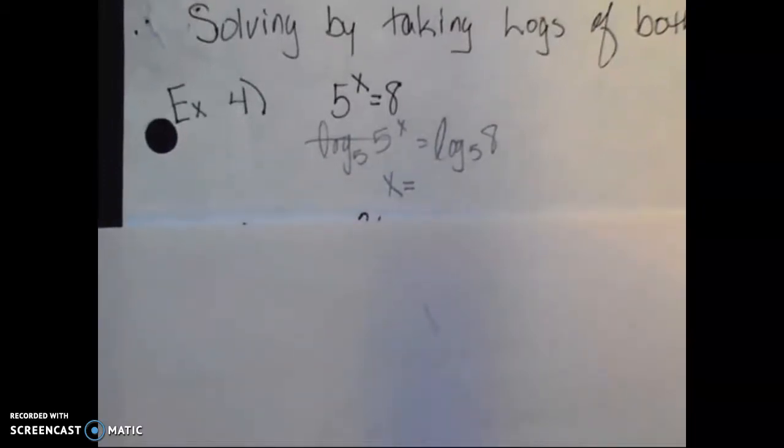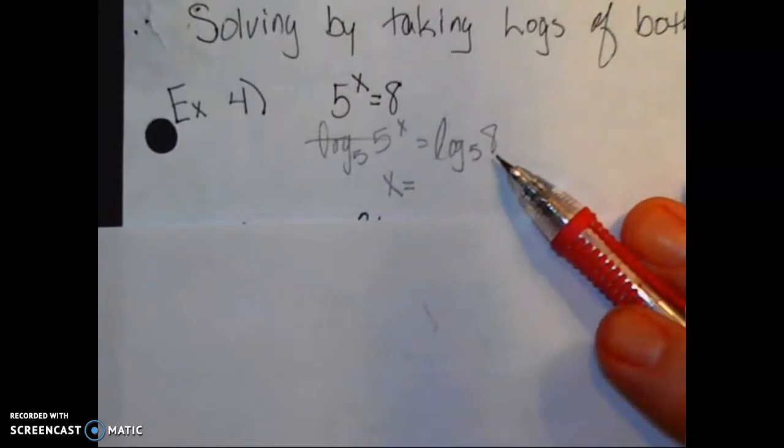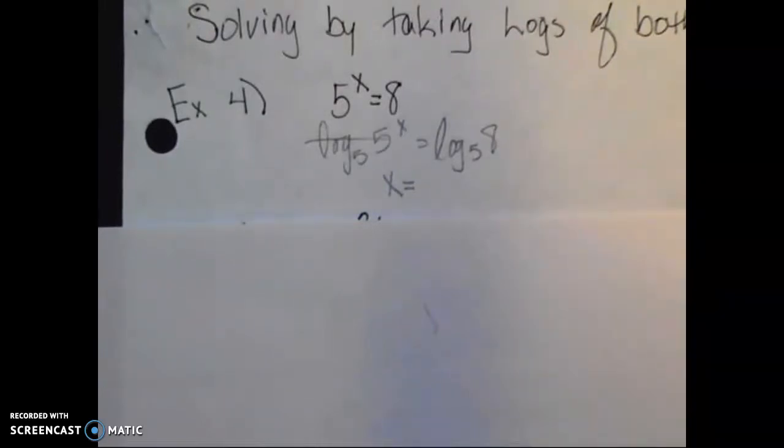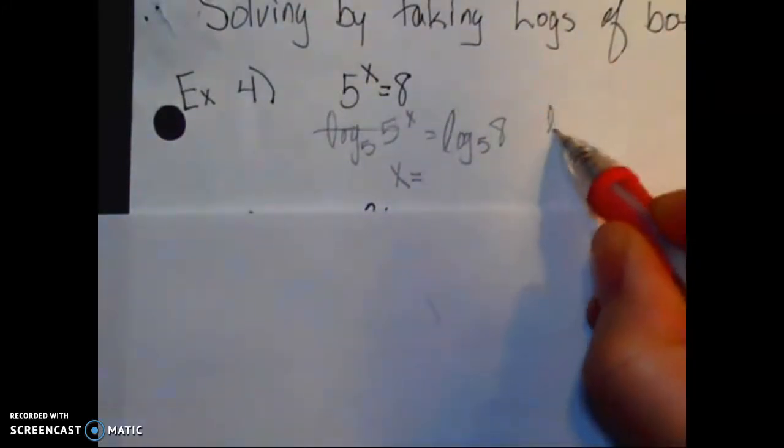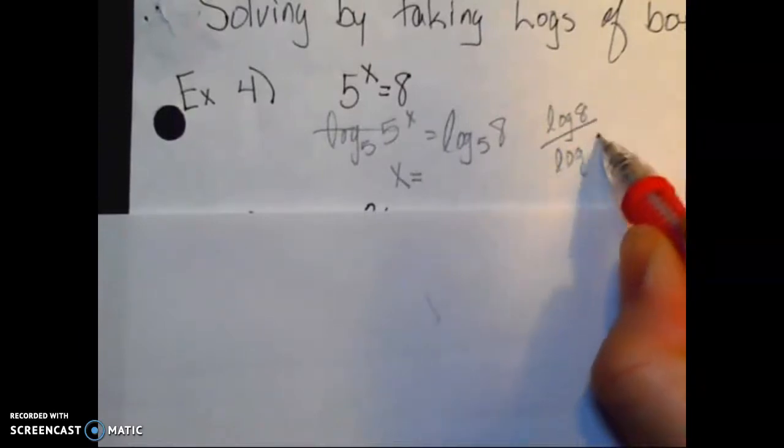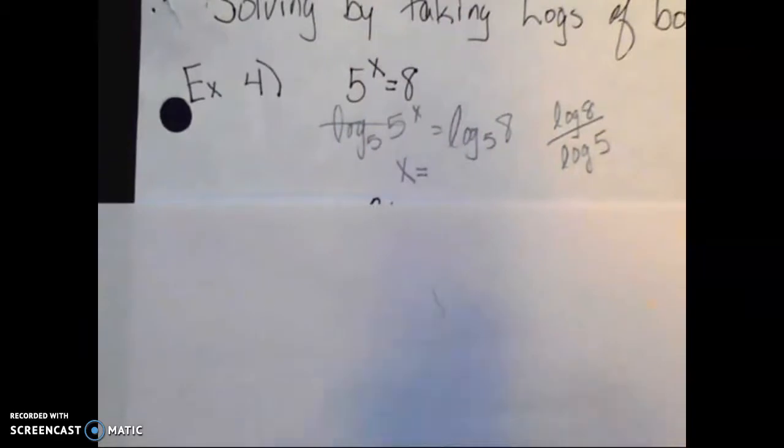I need to type this into a calculator. Some calculators have a subscript, some do not. So you need to find your log key on the calculator. And the way that you do this mathy part is you do log 8 divided by log 5. And when you do that, you get 1.29.